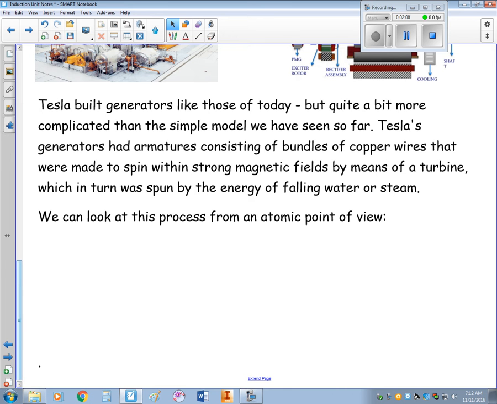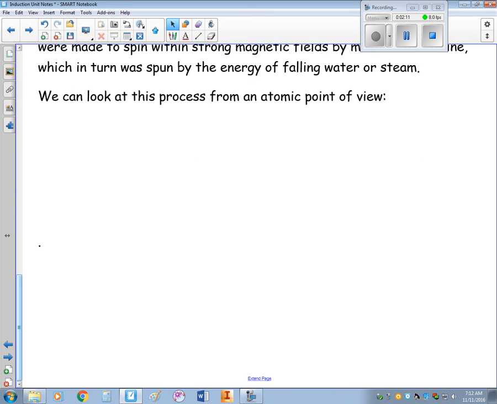So we can take a look at this whole process from an atomic point of view. As the wire spins, the magnetic field influences the electrons to move in a certain direction. And then as the magnetic field changes its orientation, the electrons will move in the opposite direction.